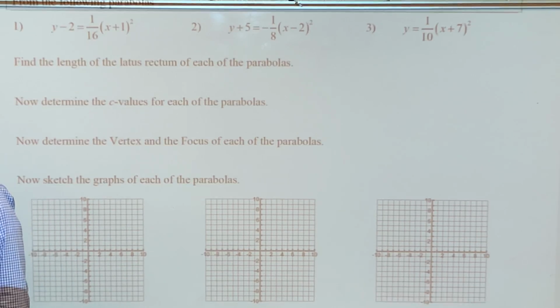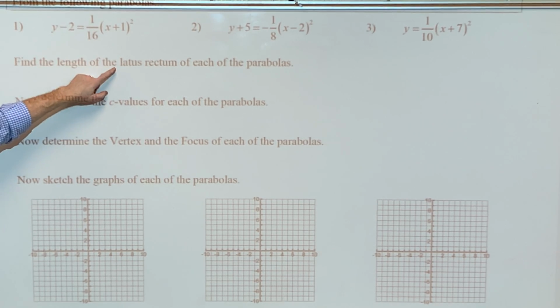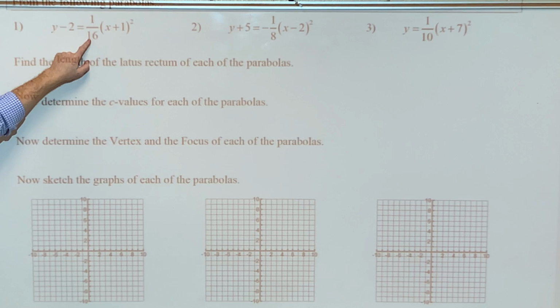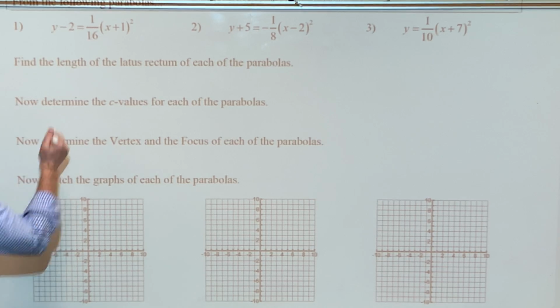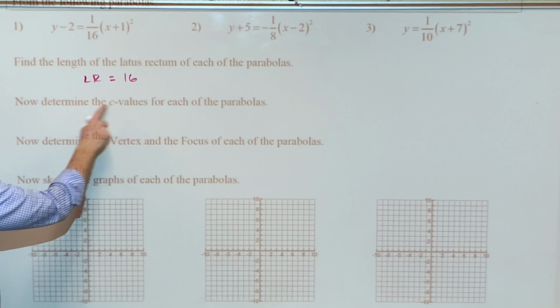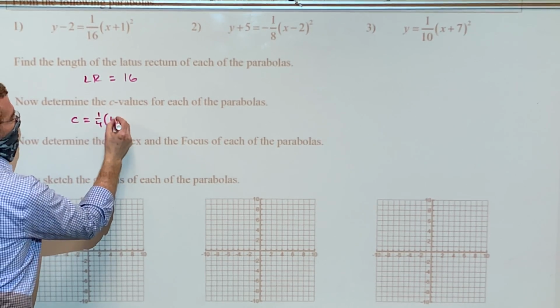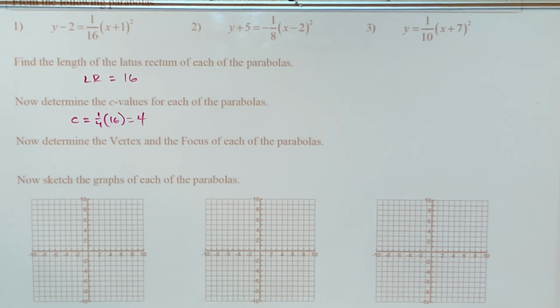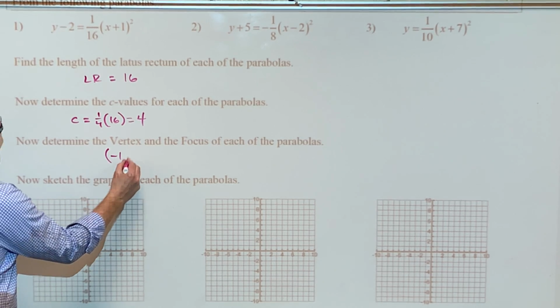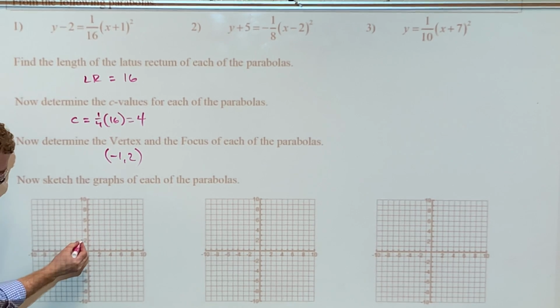So, for instance, if I gave you these 3 problems, let's just walk through them. What do you do on this number 1? Tell me what you know real quickly. The A is 1/16, so the latus rectum is the reciprocal of that, right? So the length of it is 16. And then how would I determine the C value? It's 1/4 of that latus rectum, so it's 4. And what's the vertex? -1, 2. And I can mark that. Here we go. -1, 2.